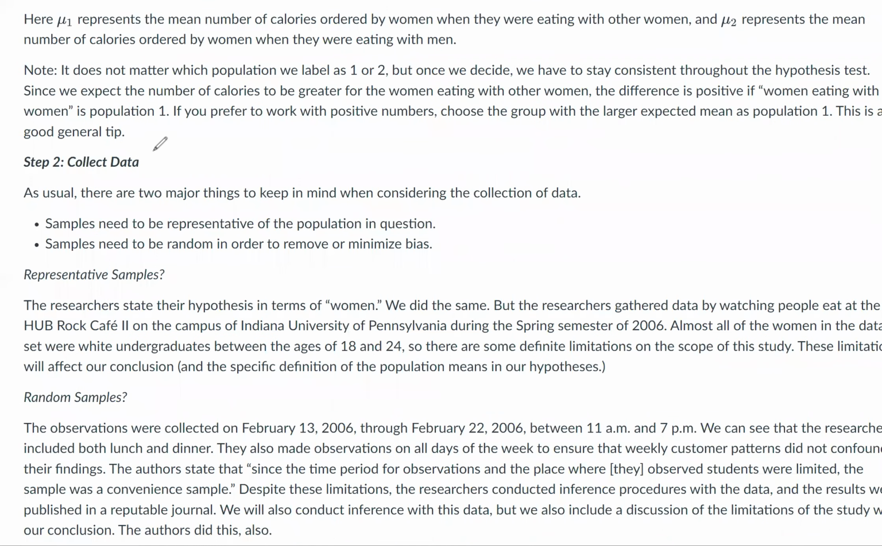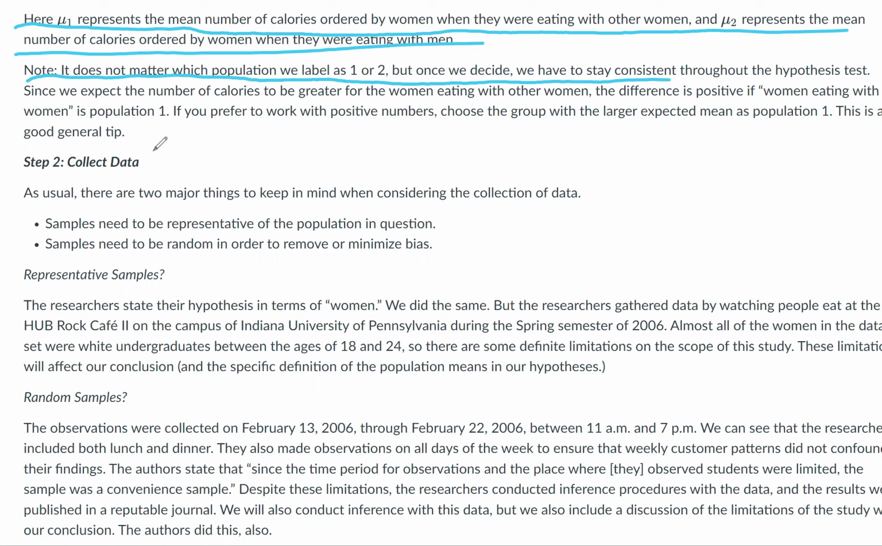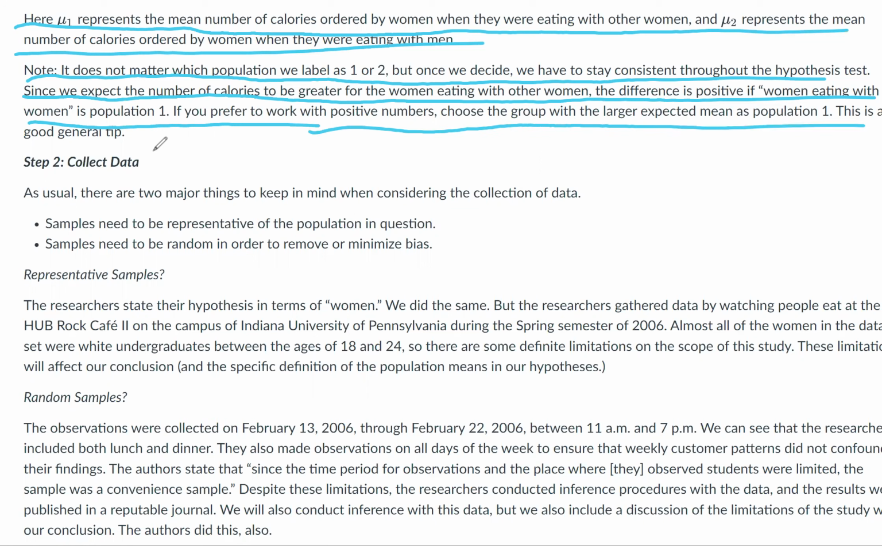As it says, mu1 represents the mean number of calories ordered by women when they're eating with other women, and mu2 represents the mean number of calories ordered by women when they were eating with men. Note, it does not matter which population we label as 1 or 2, but once we decide, we have to stay consistent throughout the hypothesis test. Since we expect the number of calories to be greater for women eating with other women, the difference is positive if women eating with women is population 1. If you prefer to work with positive numbers, choose the group with the larger expected mean as population 1, because you'll be subtracting a smaller number from a larger number, which would give you a positive number. This is a good general tip.